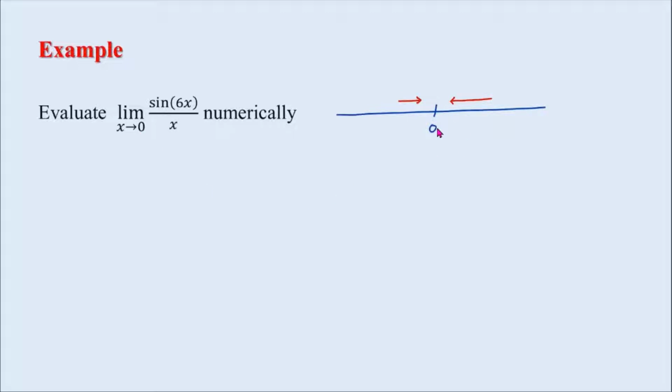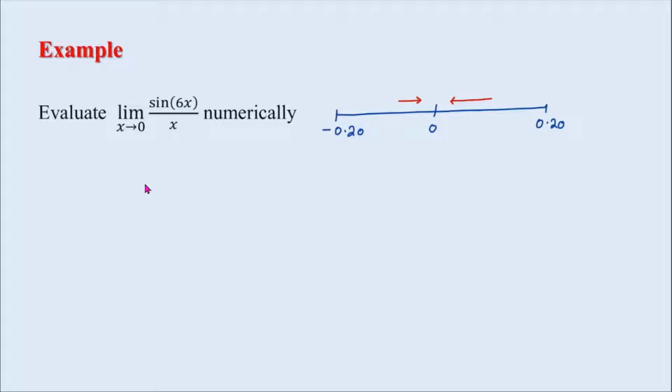So you can start at some value, say for example, -0.20, and then go closer and closer to 0 from the left. And similarly from the right, you can start at 0.20 and then you can go closer and closer to 0. That is from the right. This one is from the left. This one is from the right. Okay, let's make a table.